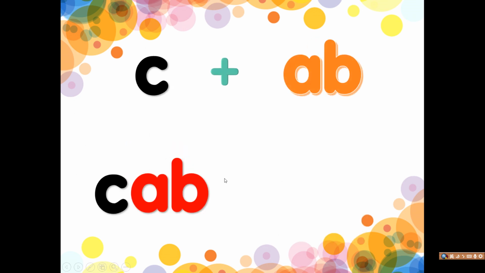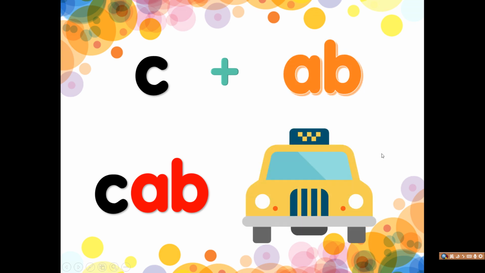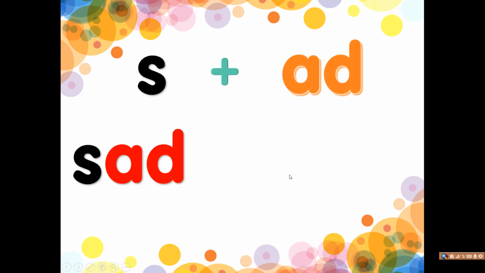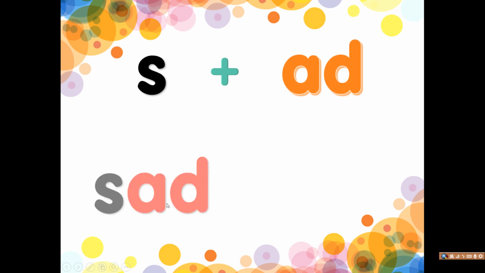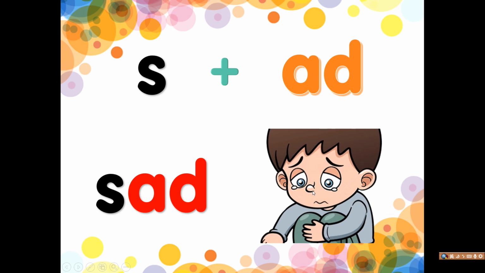Let's read again. Cap. Cab. What is cab? This is a cab. 也就是德士 taxi，和 taxi 一样, take a cab. 打一个德士 cab. And sad. What is sad? This is sad. Crying because I feel sad. 我伤心，我很难过，很不开心. Sad.